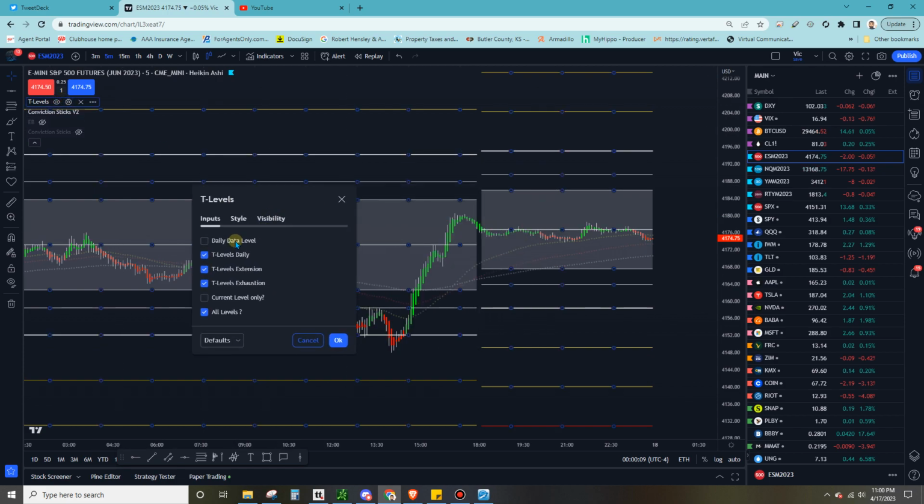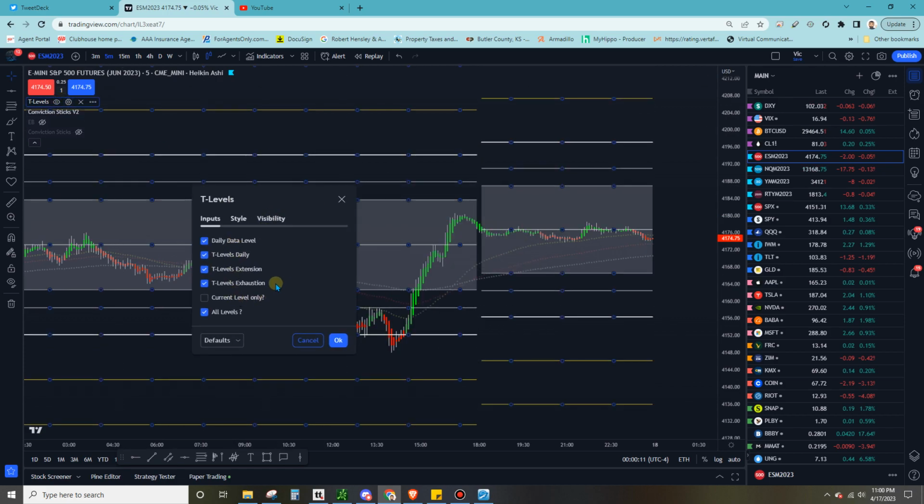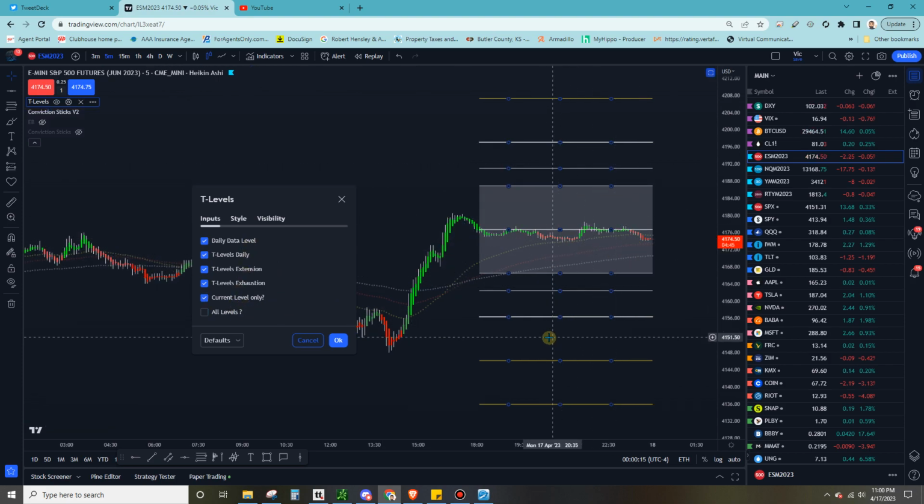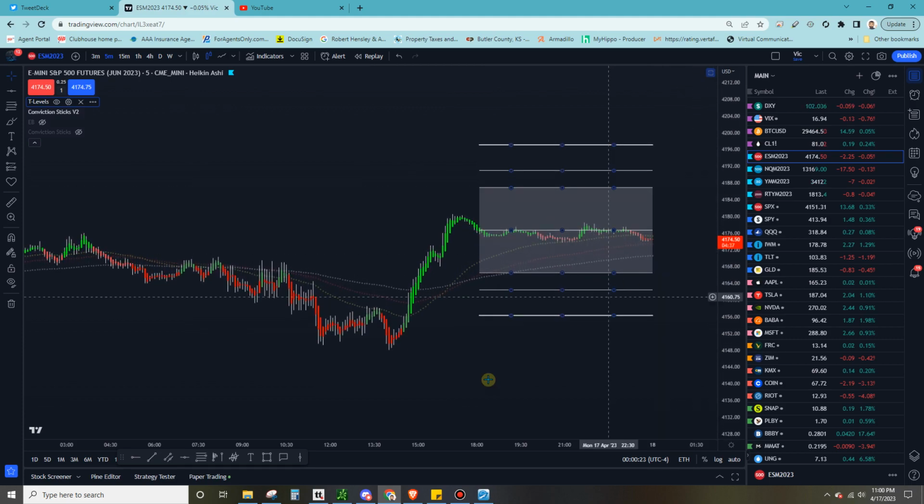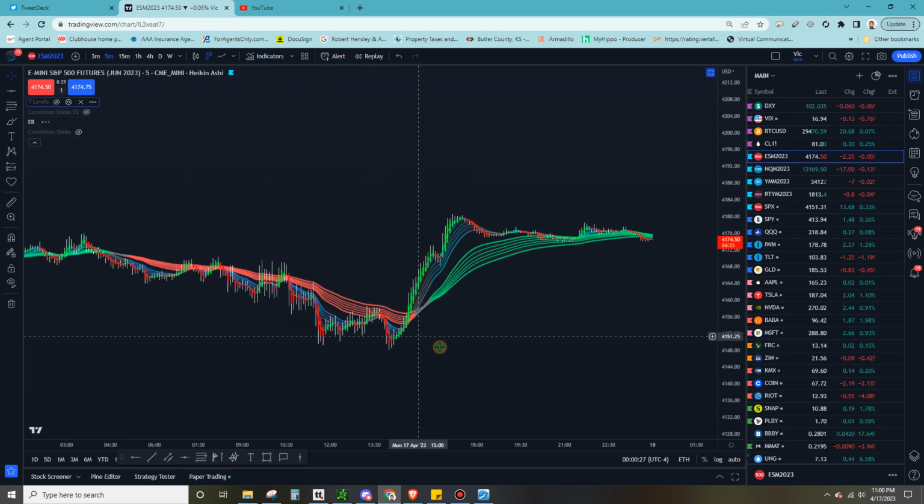You can set it to daily levels, so it just extends the range out a little bit. You can set it to current level, which is what I do. I don't need to see the previous days. So I just like a nice, easy, clean chart. And you don't have to have these exhaustion levels on there either. So pretty customizable there.